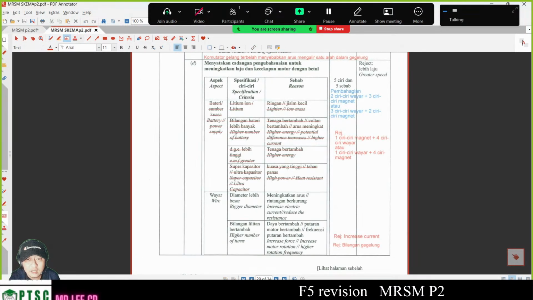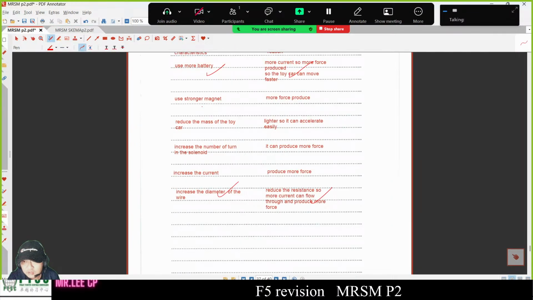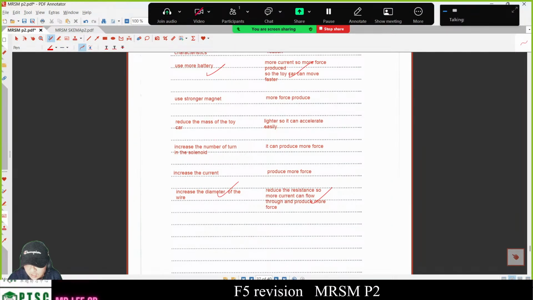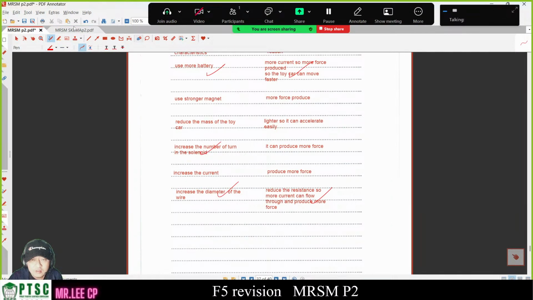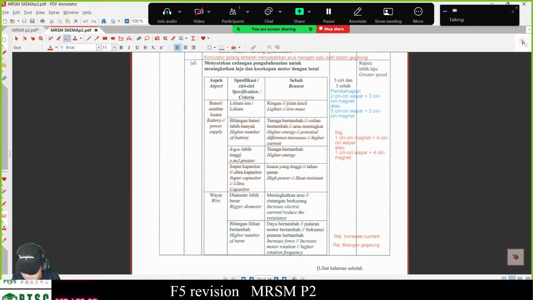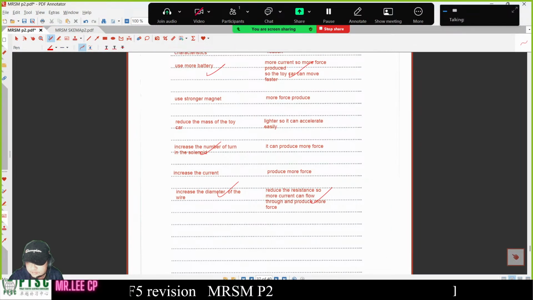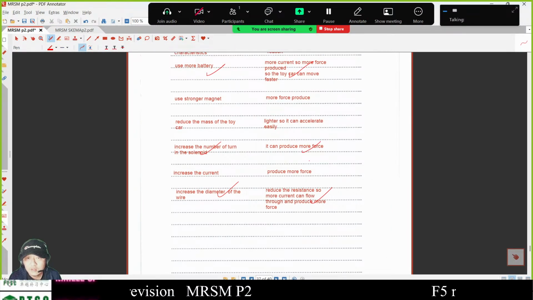So higher number of turn, right? More number of turn. Increase the number of turn. So increase the number of turn, increase the force. Yeah, okay. Next one.